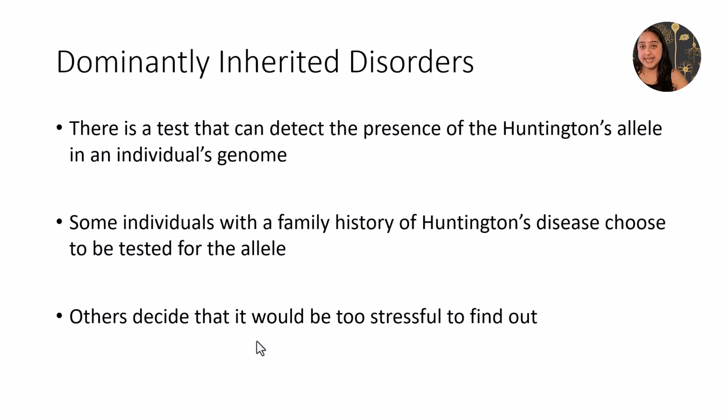There is a test that can detect the presence of the Huntington's allele in your genome. Some individuals with a family history of Huntington's disease choose to be tested for the allele, and others decide that it would be too stressful to find out, so they just live and see whether or not they develop it.